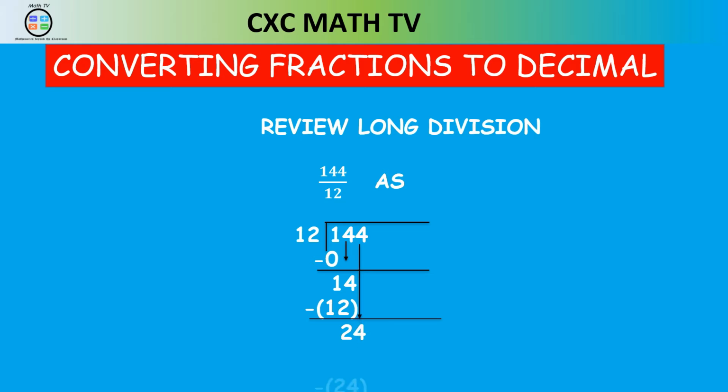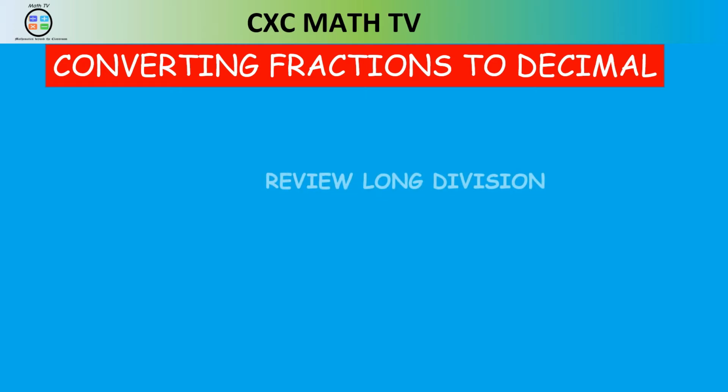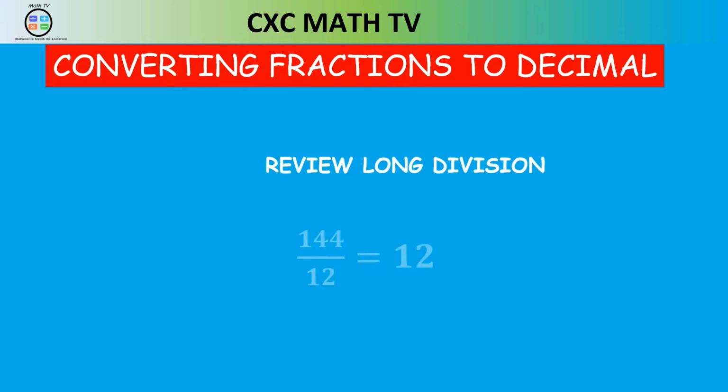12 times 1 is 12. And then what do we do? We subtract. Now 14 minus 12 is 2. Then we bring down the 4. Then we say 12 into 24 goes 2 times. Then we say 2 times 12 is 24. And once we get 0, we finish. So we realize that 144 divided by 12 is just giving us 12. That's long division that we would have learned in prep school for many of us, or primary school for some of us. Lovely. So let's go back to converting fractions to decimal.